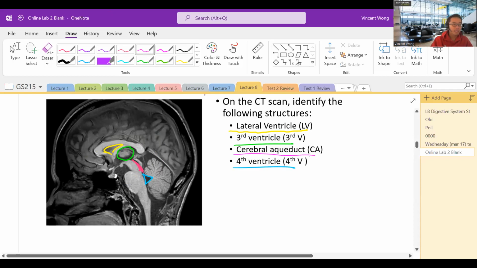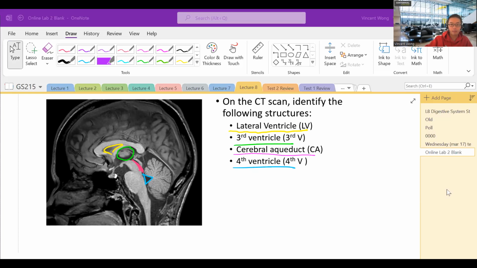Okay. It's good to just, like, you know, Google brain diagram or brain image, and just start to identify things when you're studying. Right? It's a good way to see different structures from different diagrams. That helps you understand it a little bit better.